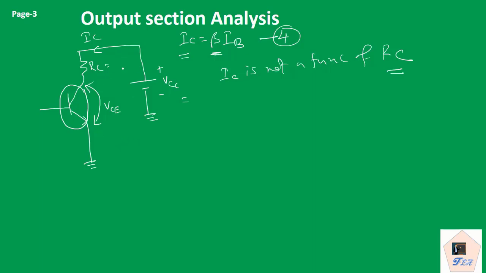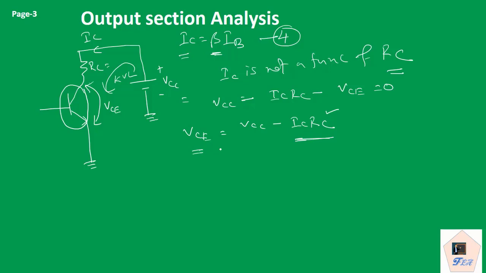Now if we apply KVL in this particular loop, then what we find is VCC minus IC RC minus VCE is equal to 0. So from here we find VCE equals VCC minus IC RC. If we fix RC, IC is also fixed. Even if we change RC, it has no effect on IC, but IC RC will change. So for a particular value of RC, VCE is not going to change.